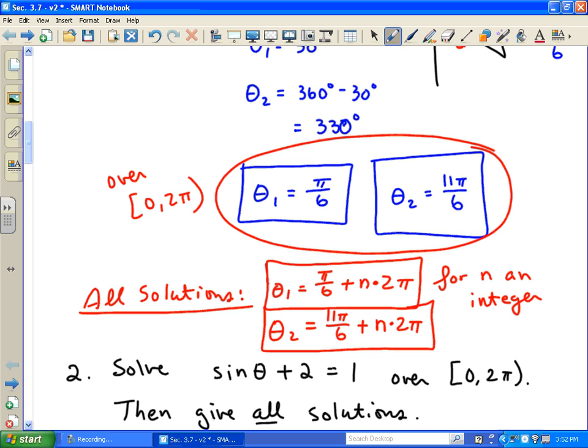If they're asking you to give the answers in degrees, the way that I would write all solutions would be, the first one would be theta sub 1 equals 30 degrees plus n times 360. And the second one would be 330 degrees plus n times 360. You're just converting your angle measures into degrees, and then that would give you all solutions. Let's look at another example.